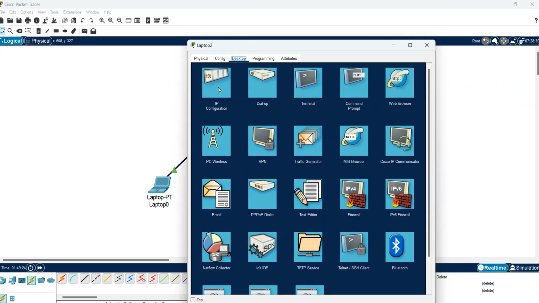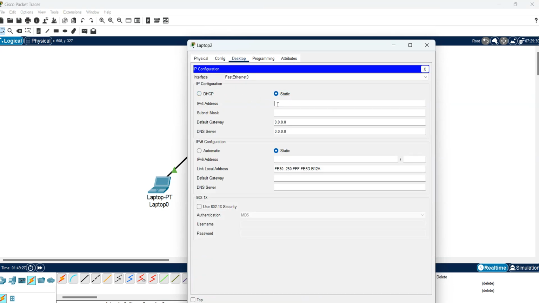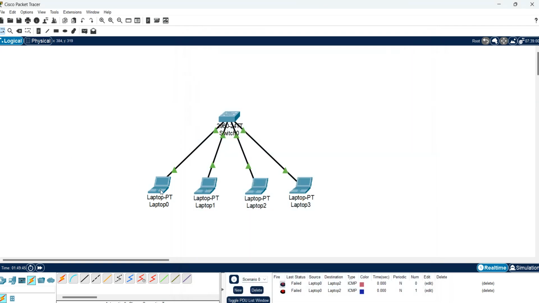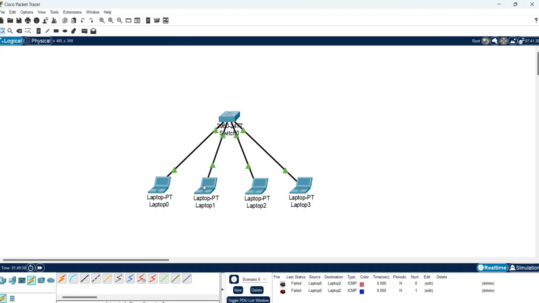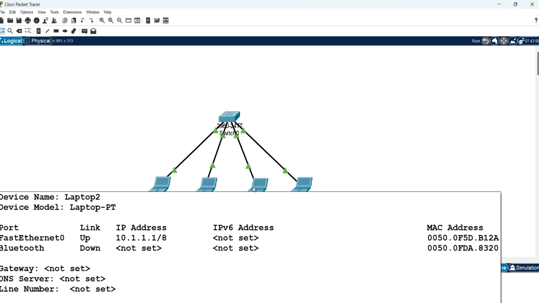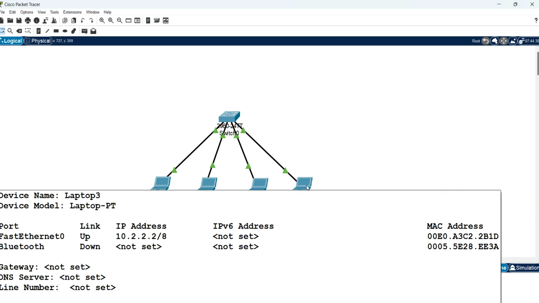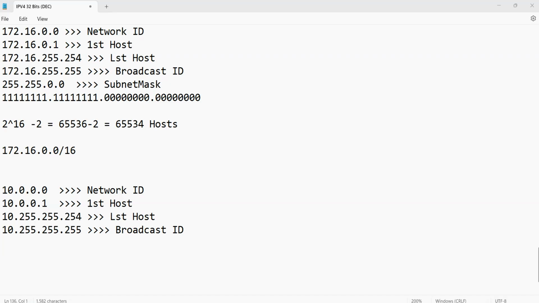Then let's say 10 dot a different number dot one dot one dot one. All right. And look at the mask, 255.0.0.0, and 10.2.2.2. And look at this, 255.0.0.0. So as long as the first octet is the same on all the computers, that means they can all talk to each other. So look, 10, 10, 10, and what? And 10. And look at the mask. It's only a /8. What does that mean? Well, the subnet mask is 255.0.0.0.